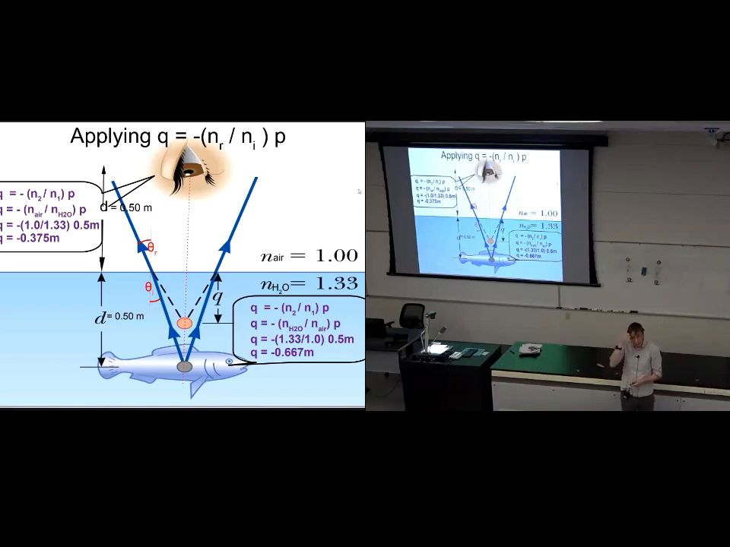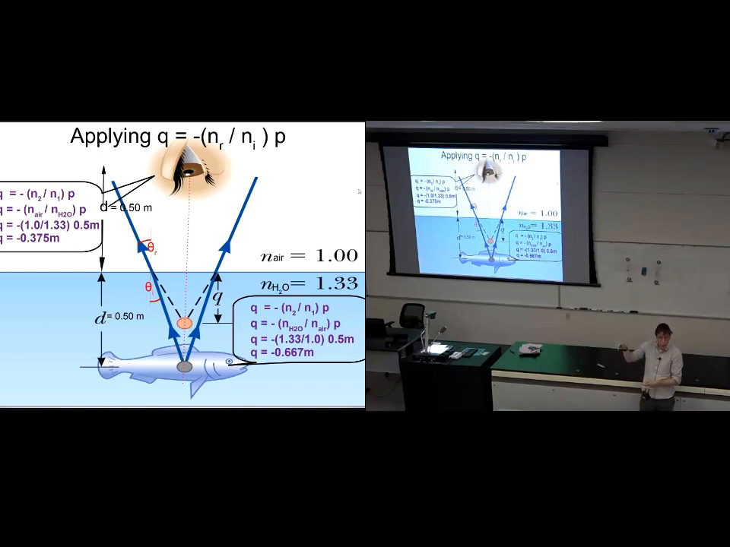Now the light is starting in air and traveling to water. So now N1 is the air, that's where the light starts from, that's the front side, and light is traveling to water, that's the back side, that's where the light is going to. So now N2 is the water, so I've got the refractive index of water divided by N1, the air, that's divided by the refractive index of air.